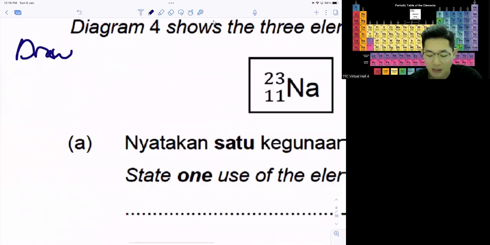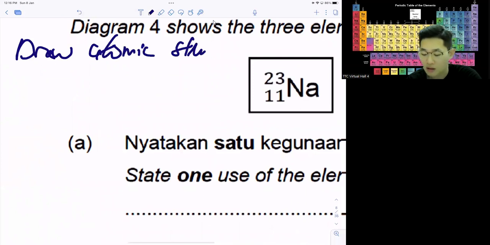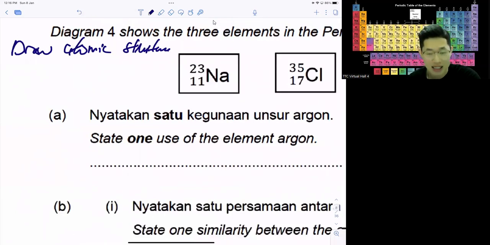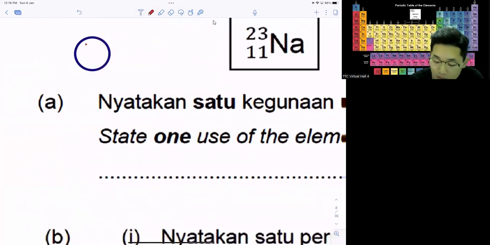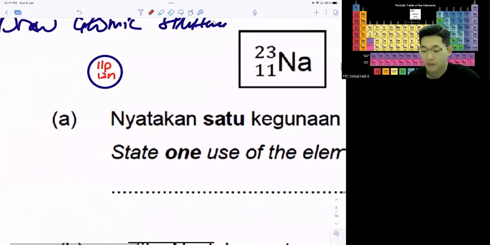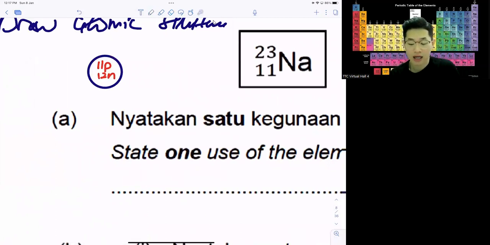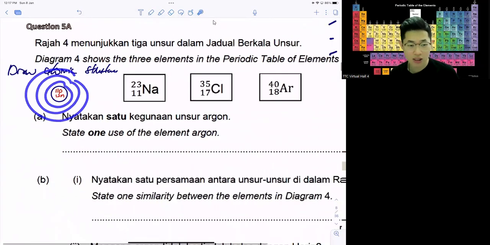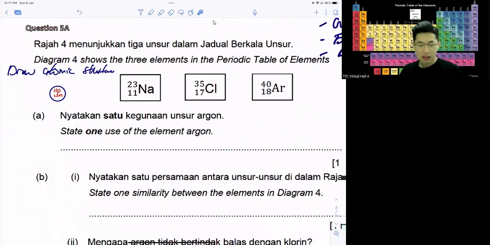Other than this, they can also ask you to draw atomic structure. Atomic structure is similar to electron arrangement, but in the middle, the nucleus, we will not write Na. In the nucleus we write proton and neutron.